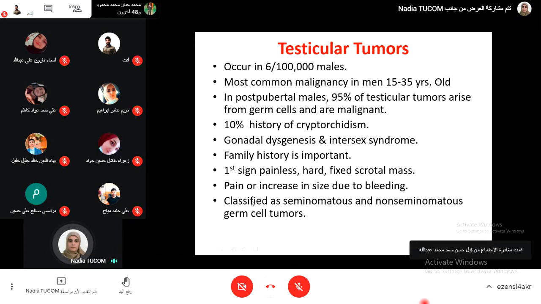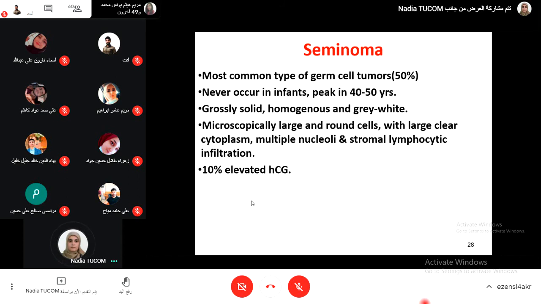The tumors of the testis, like lung tumors that are divided into small cell and non-small cell lung cancer, are divided into seminomatous and non-seminomatous germ cell tumors. Seminomatous, because seminoma is the most common tumor in the testis. It is the most common type.